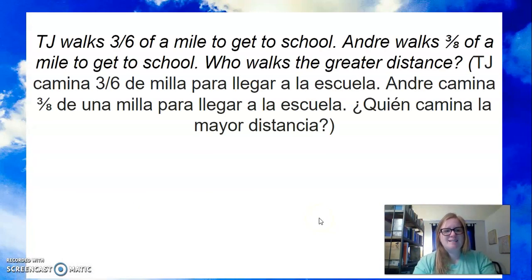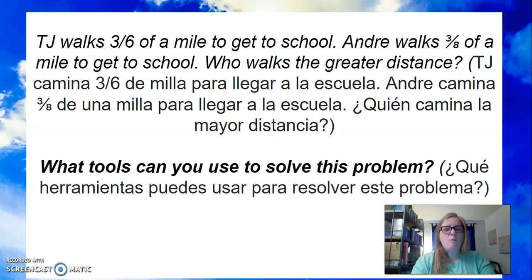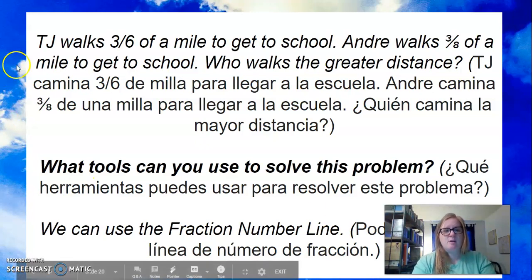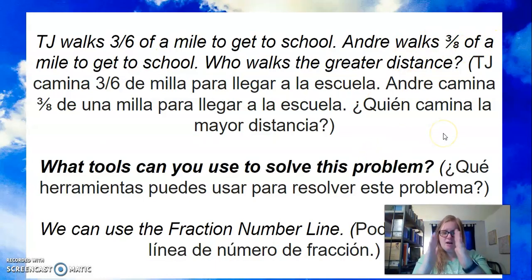TJ walks 3/6 of a mile to get to school. Andre walks 3/8 of a mile to get to school. Who walks the greater distance? What tools can you use to solve this problem? We can use the fraction number line. And I think it's great to use the fraction number line because we are comparing 6ths and 8ths. And sometimes it's easier to see that on a number line rather than in fraction circles or even fraction strips, because once the pieces start to get really small, it's a little harder to see. So I am out of time on this video, and I will see you in the next video.